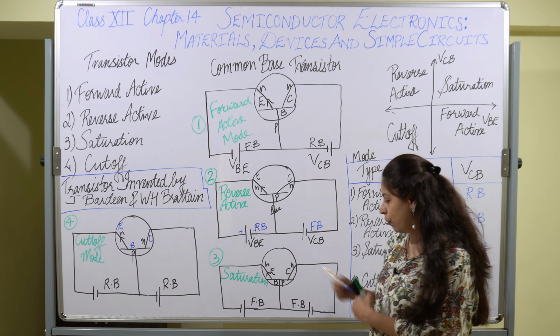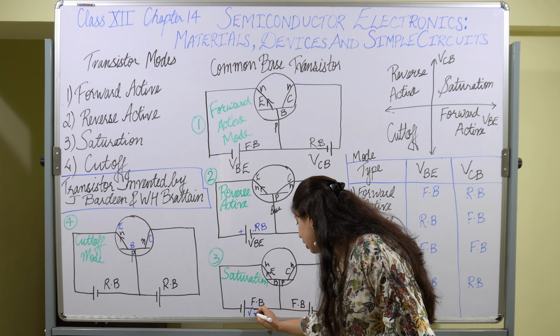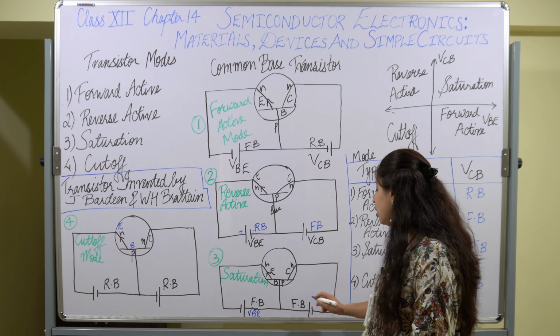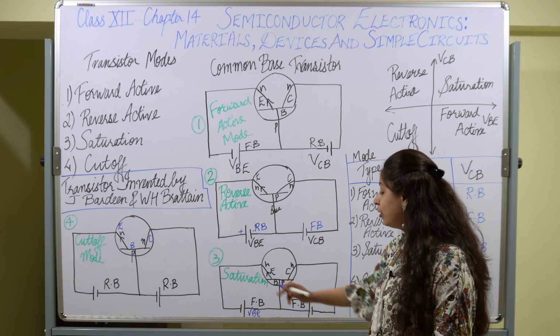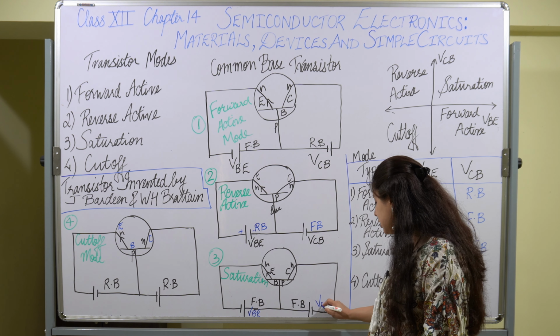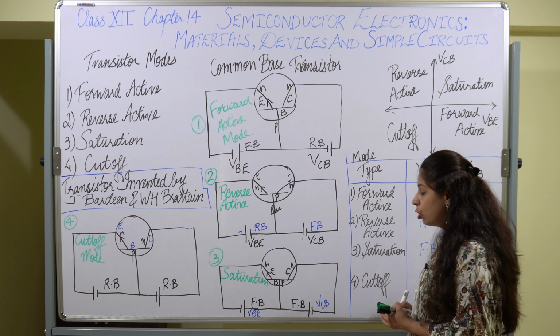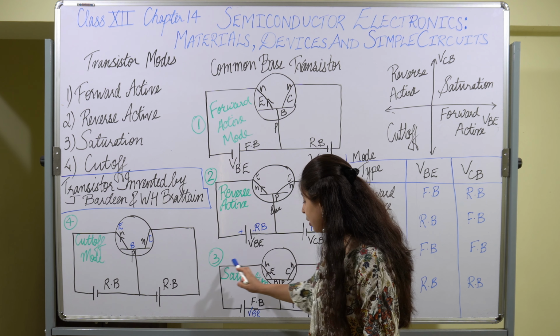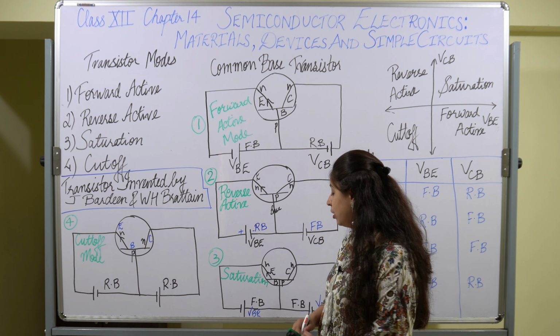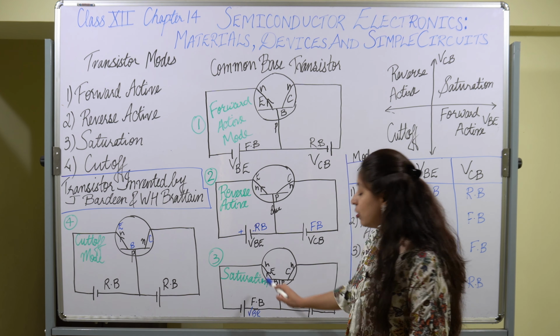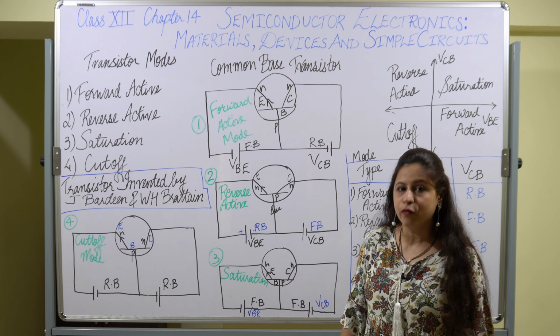They both are connected in the forward bias mode. My VBE is also connected in the forward biased mode, as well as my VCB. So when my N-type semiconductor is connected here with the negative terminal, it becomes the forward bias mode, and the base to emitter region is said to be forward biased.